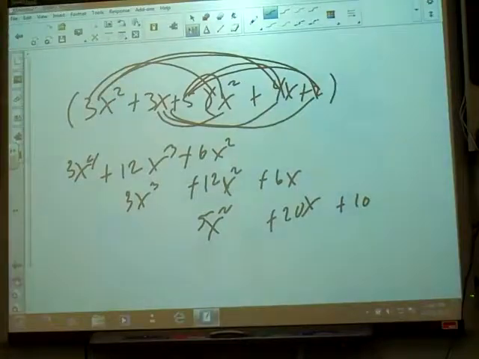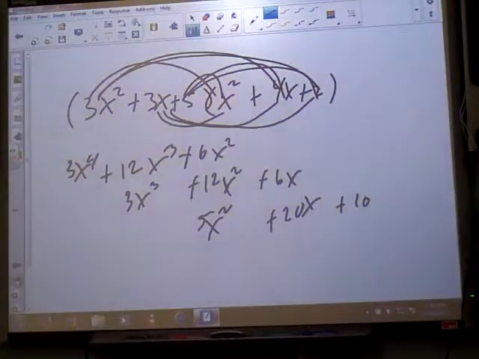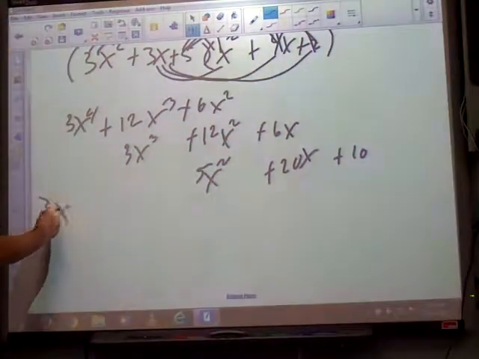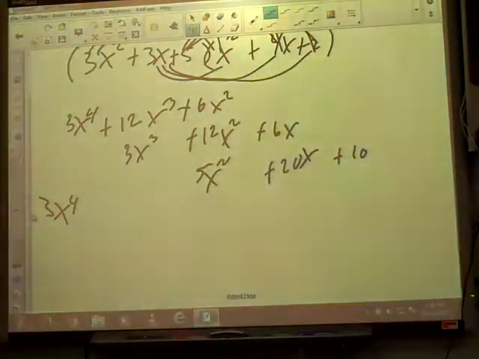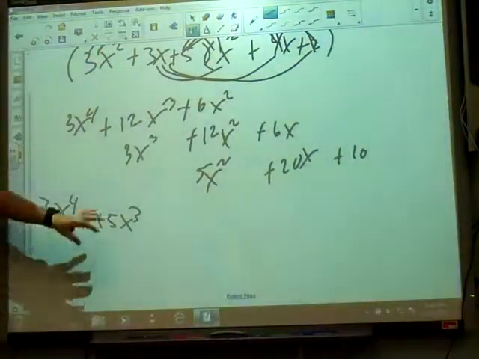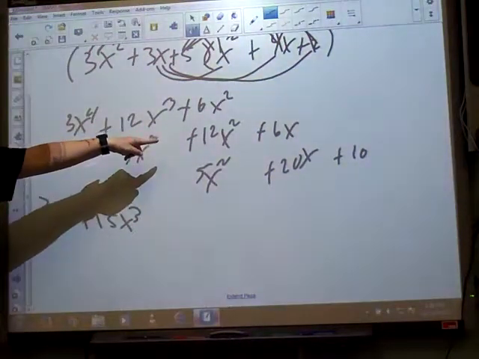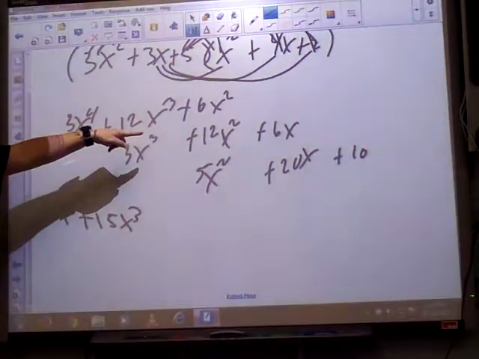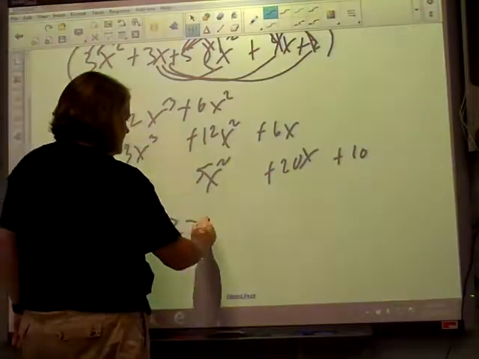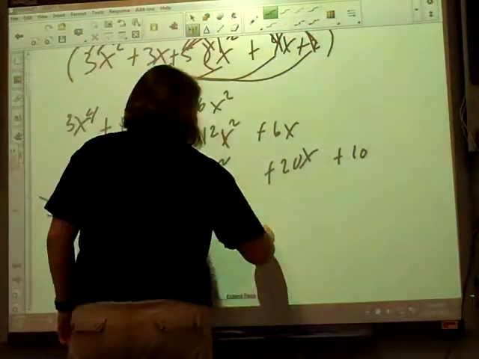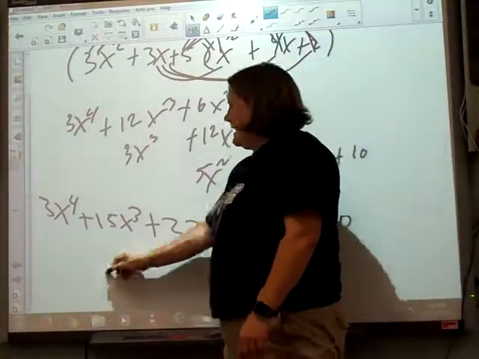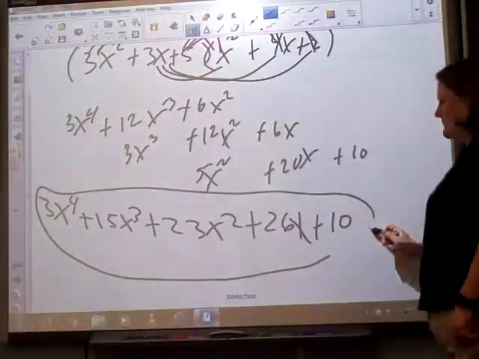Alright, if you wrote them all out to the side, still in a long line, you're good. You're just looking for like terms now. I've got mine matched up, so I'm just going to combine them as I need to. This is 3x to the 4th, 15x cubed, 11 and 12, 23x squared, is that right? 26x and 10.